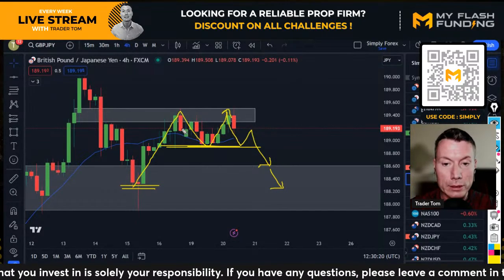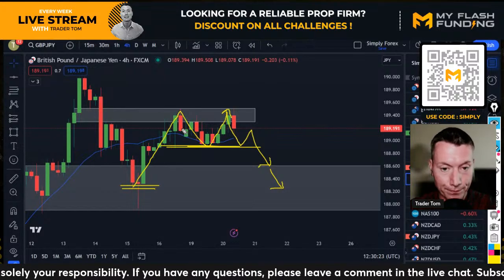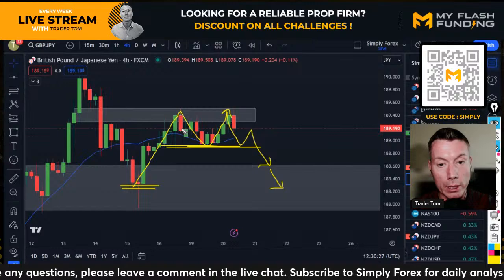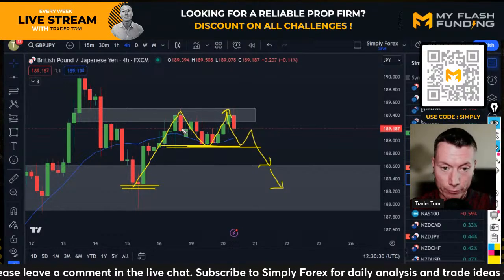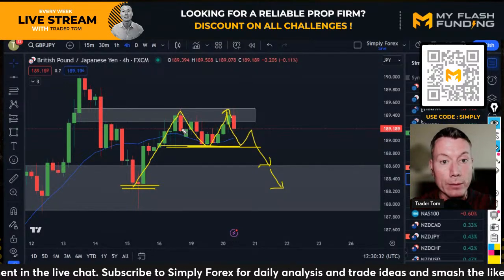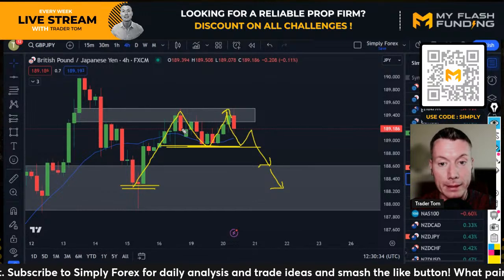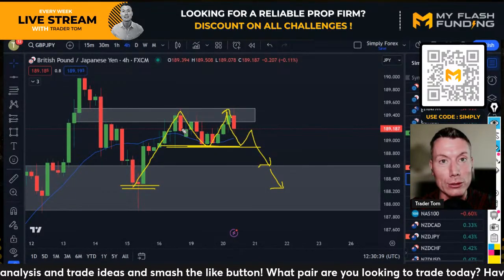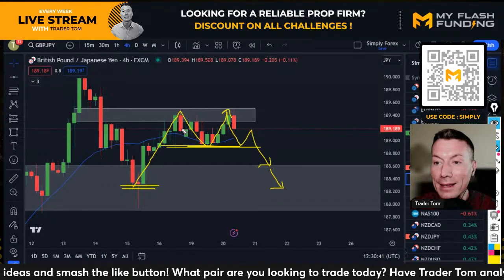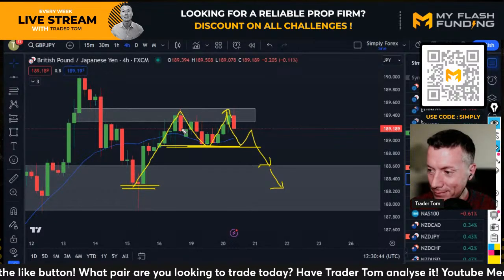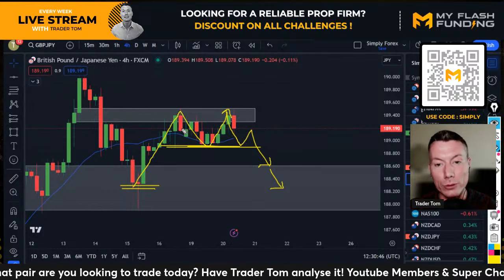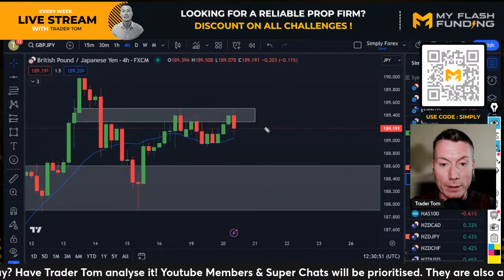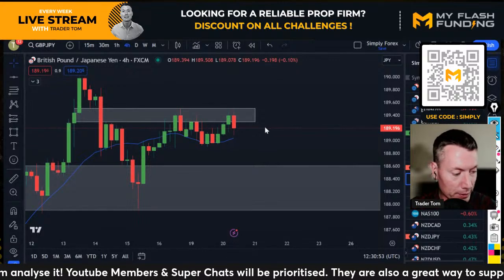And again, this is just simple price action. Reading the chart, reading the support and resistance levels, reading price structure, reading what the candlesticks are telling me, and I trade accordingly. I do what the market tells me to do. The market is your boss. You just got to do what it tells you to do. So pound yen, guys, that's what I'm seeing, Michael. I hope that helps.